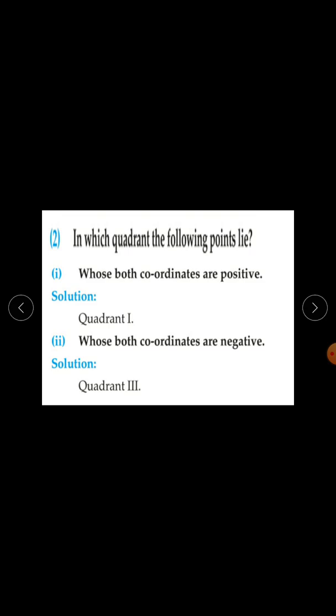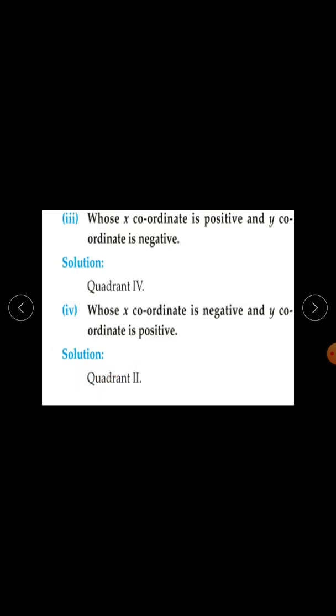Now, second is whose both coordinates are negative. So, such point lies in third quadrant. Third sub question. Whose X coordinate is positive and Y coordinate is negative. So, such point lies in fourth quadrant.